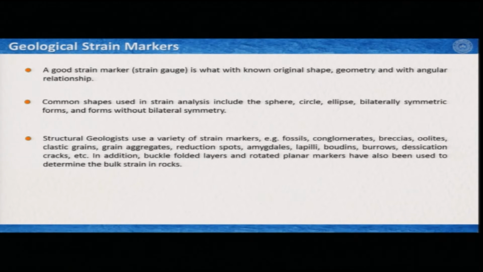In addition to that, some deformed features are also helpful for analyzing the strain. For example, if you have a fault or a fold, then you know what the initial disposition of these surfaces was, and by unfolding the fold or bringing the fault back to its initial position through some analysis, you can figure out how much strain was involved in these processes.